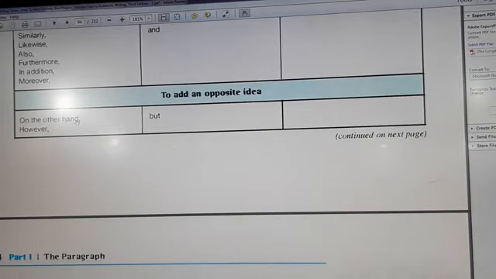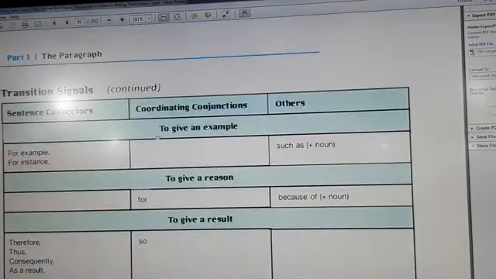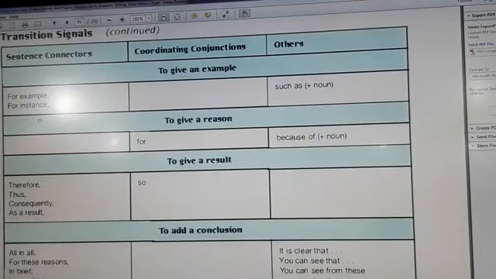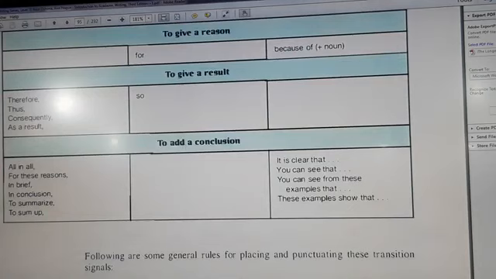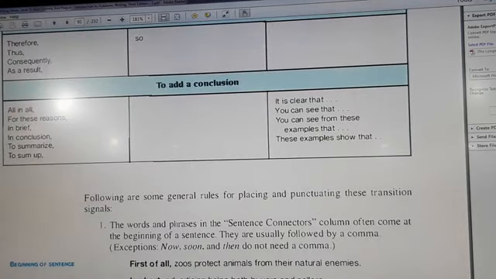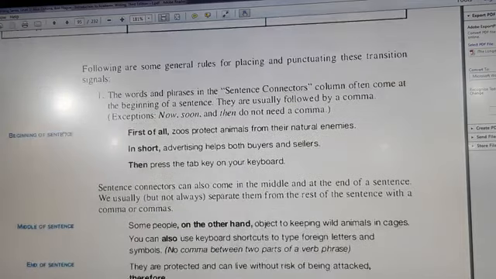Again, we have different expressions and words. According to the meaning, we use them. To give an example, we have for example, for instance. To give a reason, we use because of. To give a result, therefore, thus, consequently, as a result. To give a conclusion, all in all, in conclusion, and so forth. Okay? So this is, in general, how to use them according to the meaning they express, according to the function they express.